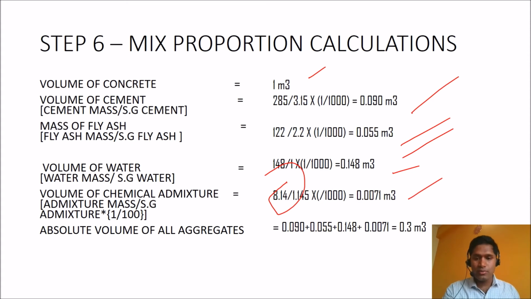Addition of all these volumes, absolute volume of all in aggregate is 0.3. So what basically you need to do is 1 minus all these.